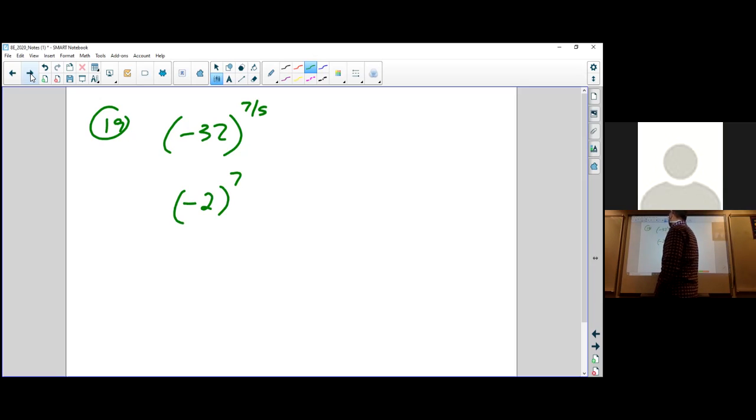And then we're going to raise that to the 7th power. I guess we could do that out. Okay, it's raised to an odd exponent, so it's still going to be negative. So 2 times 2 is 4, times 2 is 8, times 2 is 16, times 2 is 32, times 2 is 64, times 2 is negative 128.